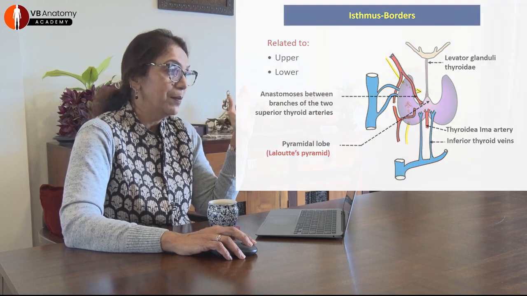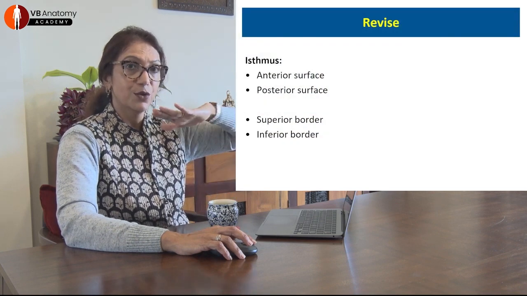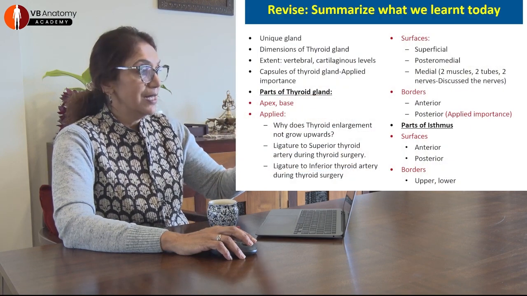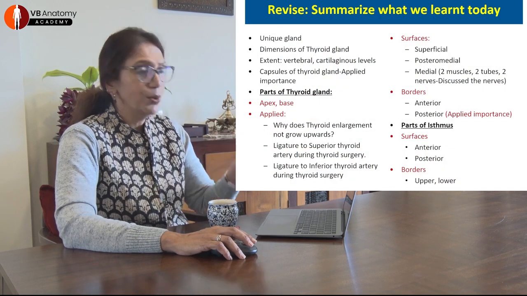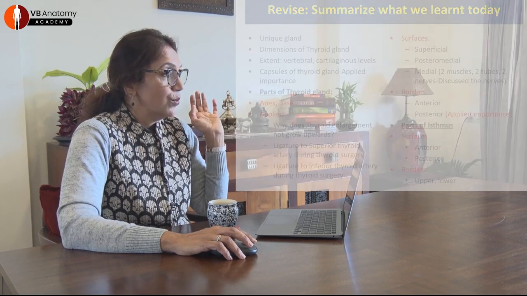So that completes our discussion on isthmus, anterior surface, posterior surface, superior border, inferior border. So now this sheet is very important, students. This gives you the entire stuff that I have covered till now. Just look at it and revise. Okay? So let's see if you really understood something.